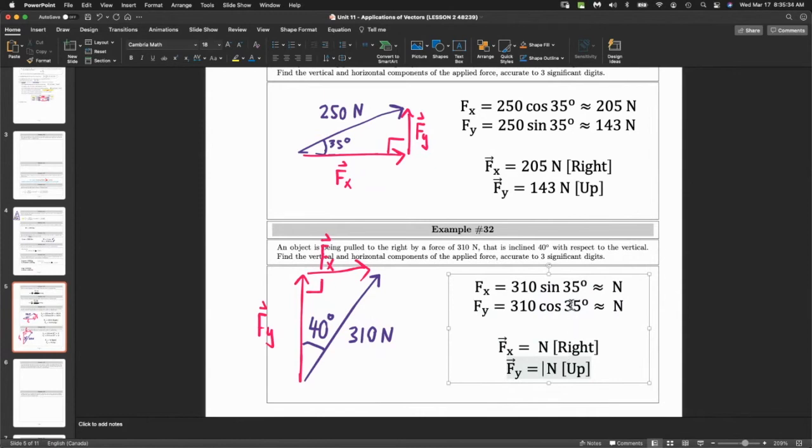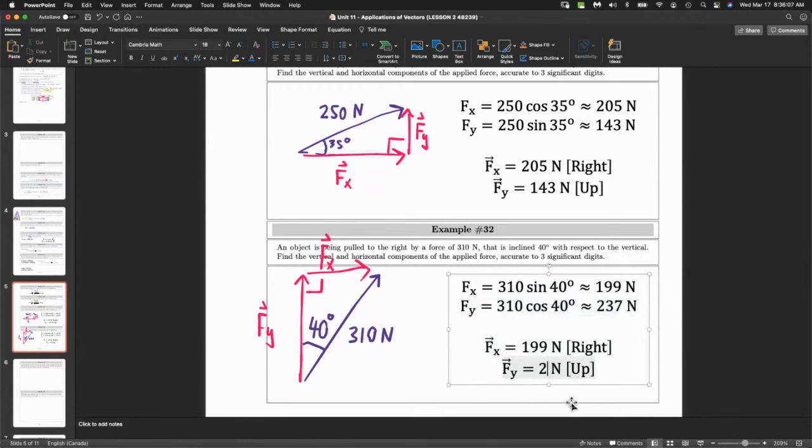So can someone please do those calculations? 310 sine 30, sine 40, my bad. I hadn't corrected the angle. So 310 sine 40 and 310 cos 40. I got 199 for the first one. Can someone give us the second one? Thank you, Brian. And the second one there, the y value, the y component. Very good.